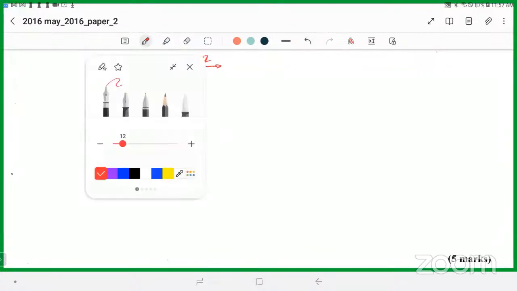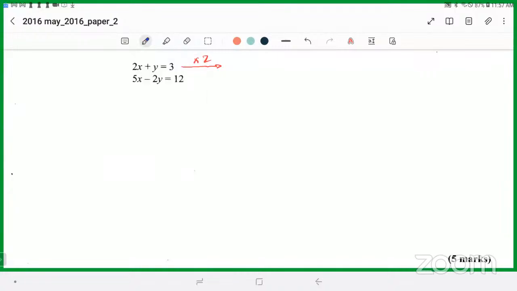You can actually do it this way on the exam paper, guys, as I'm doing. Multiply this by 2, it becomes 4x. Multiply this by 2, it becomes plus 2y. Equals, multiply this by 2, it becomes 6.